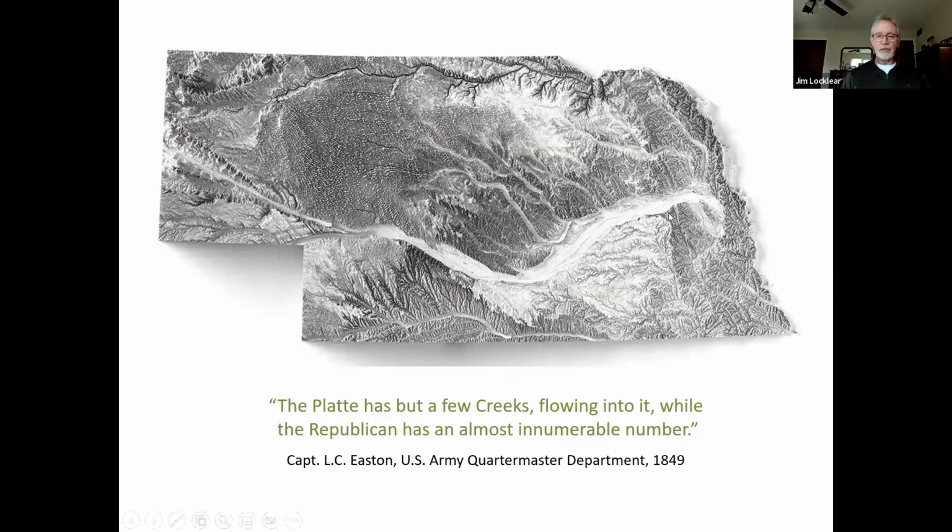So here's a map of Nebraska showing topographic features, and here is the Platte River Valley here, smooth and relatively level. Here's the Republican down here in the southwest corner of the state, and you can see how intricately dissected the landscape is, and it has to do with the loess soils and the geology of the region.